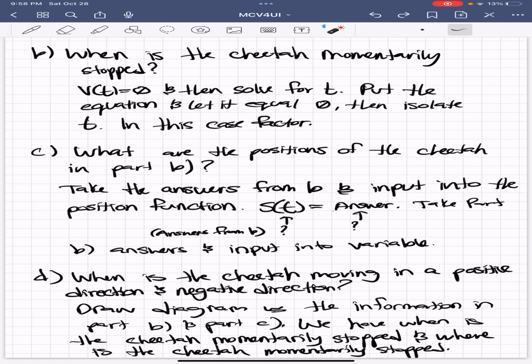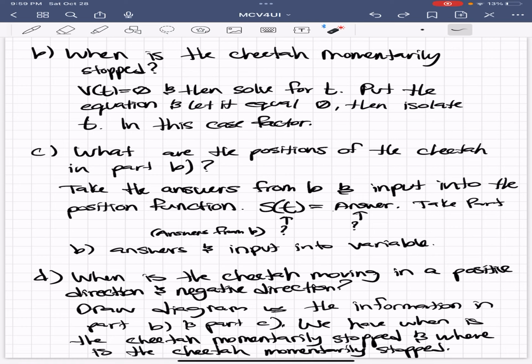So when is the cheetah momentarily stopped? So v of t equals 0, and then solve for t. Put the equation, let it equal 0, and then isolate t. In this case, we factor.